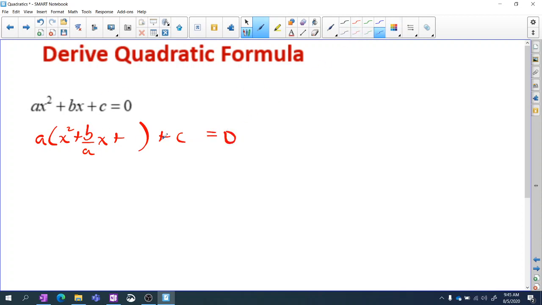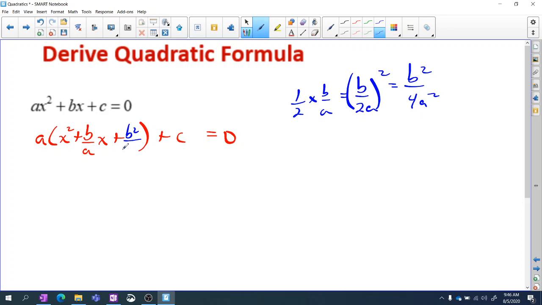Now I need to take half of this. So half of b over a is b over 2a. Well, then I'm going to square this fraction. So you square the numerator, and then you square the bottom. You've got to square the 2 and square the a. So that's going to become 4a squared. Well, there's half the middle term squared. That's what's going here: b squared over 4a squared.